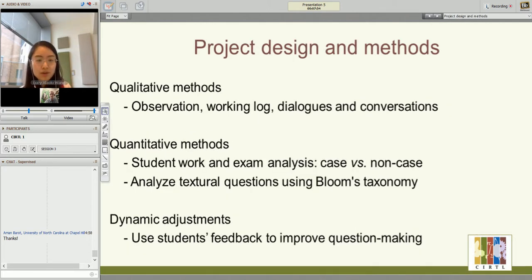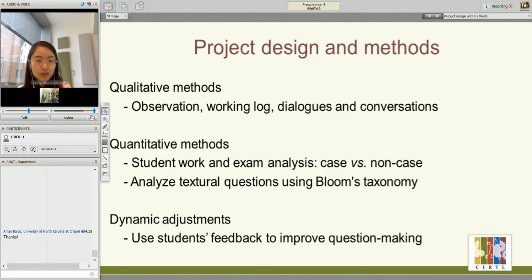So I try to use both qualitative and quantitative materials to enhance my analysis of the questions I want to ask. I use observations, a working log, dialogue, and talking to students to understand what they really think about the homework, how we can improve, and what challenges we face. On the quantitative side, I analyze student homework and exam questions, comparing those mini-case-based questions to questions on the same topics of similar difficulty but non-case-based. And I grade those textual questions using Bloom's taxonomy.